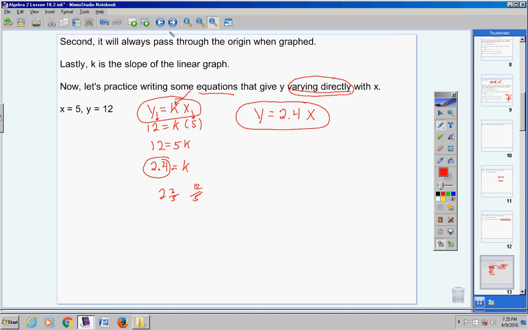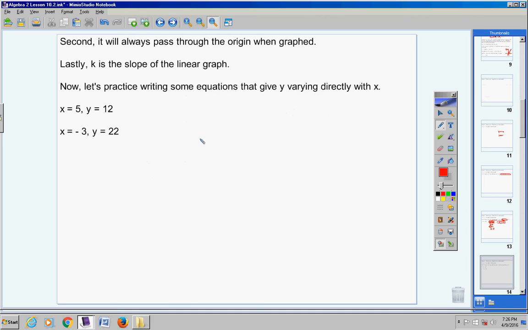Let's try another one. You can work it out or watch me. I want you to write a direct variation equation, or in other words, an equation that shows y varying directly with x. So as soon as you hear the words directly and varying, you know you want this model right here. Okay, there's your model. Now you want to solve for k. You have to find k.